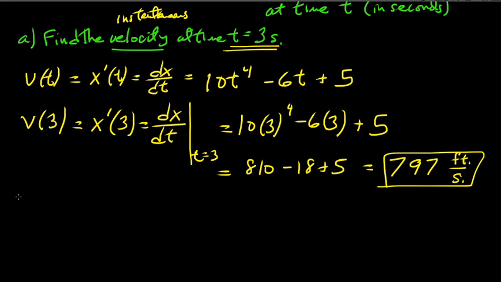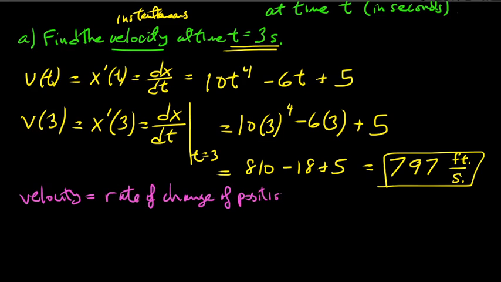So velocity, you write it this way, velocity is the rate of change of position. Right. So every second that goes by, we're moving 797 feet in that 1 second. Well, at least at that moment, right? Later on, we might be moving faster or slower, but at time t equals 3 seconds, we're moving 797 feet per second.